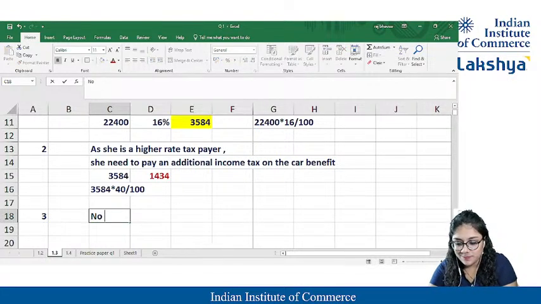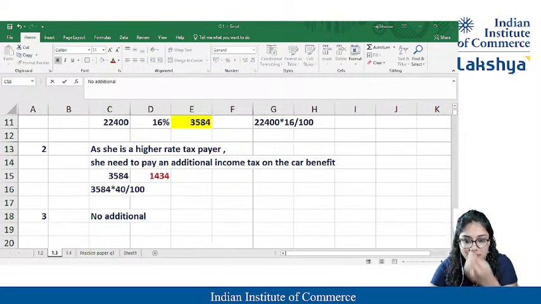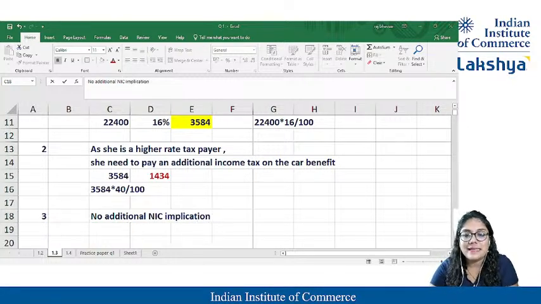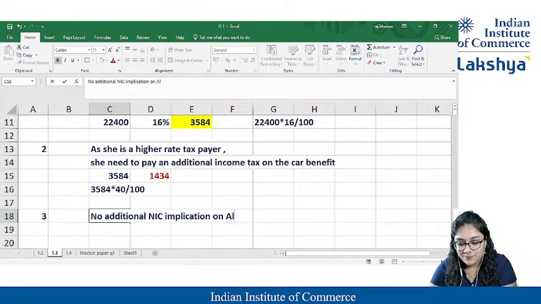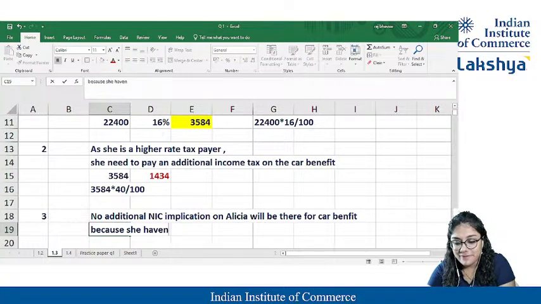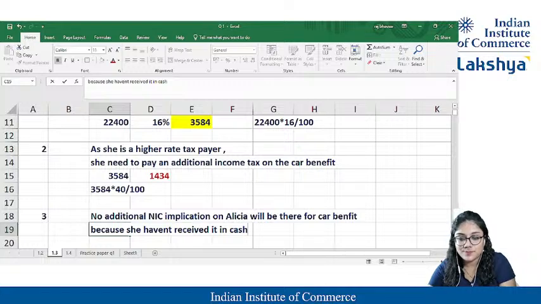So no additional NIC implications will be there. No other NIC implications on Alicia will be there for car benefits, because she has not received it in cash.